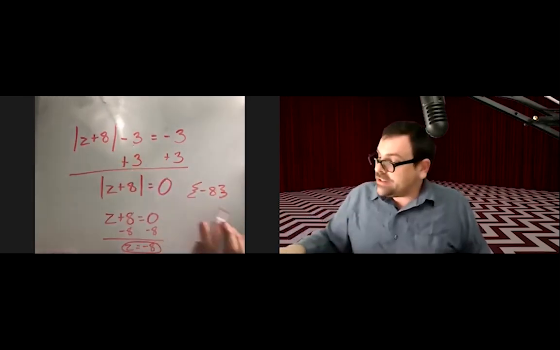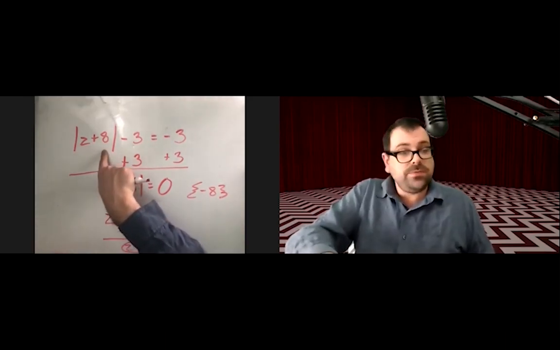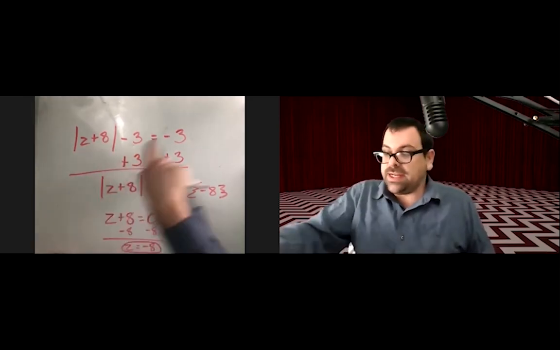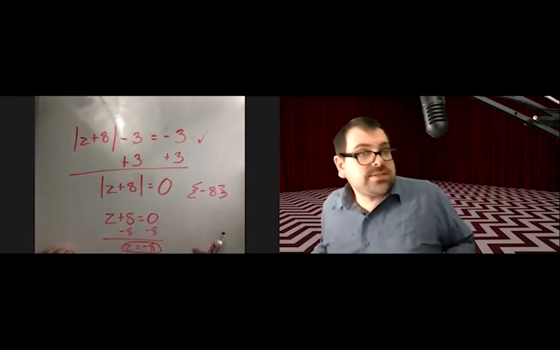We can check our answer. If we plug -8 in, -8 plus 8 is 0. The absolute value of 0 is 0. 0 minus 3 is, in fact, -3. So it checks.